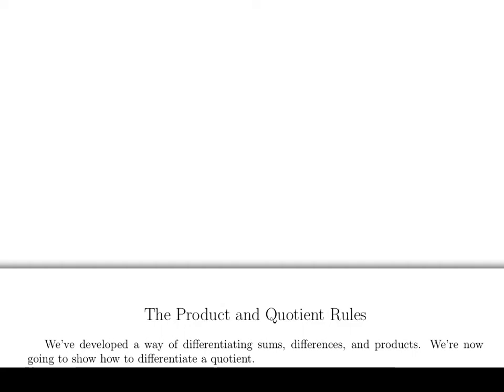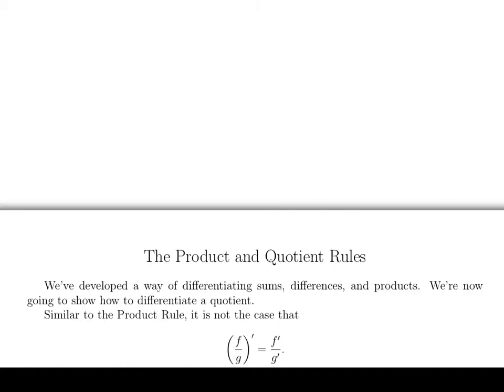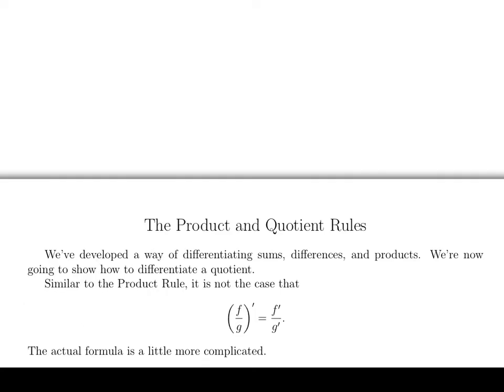Hello, calculus fans. Okay, so at this point, we've developed a way of differentiating sums, differences, and products. And what we want to do now is show how to differentiate a quotient. Now, when we talked about the product rule, we showed that if you want to differentiate the product, you can't just differentiate each piece and multiply. So same thing with dividing. If you have a quotient, you cannot just differentiate the top and the bottom separately. So sorry to say, the actual formula is going to be a little bit more complicated.